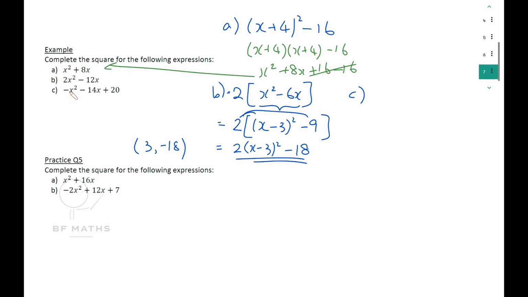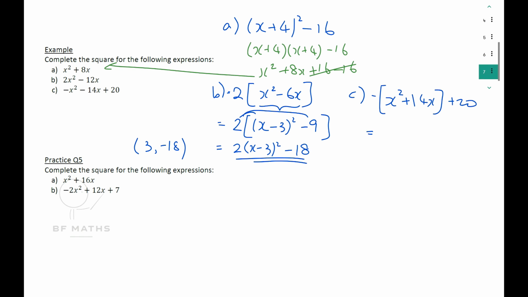Part C. So what we're doing here is we factorize the negative out. So it's like factorizing negative 1. That gives you x squared plus 14x. What about the plus 20? We put it outside because the plus 20 has nothing to do with completing the square. For completing the square, we only care about the a term and the b term. The constant term, we can just leave it outside. Okay, just like waiting outside a bus stop.